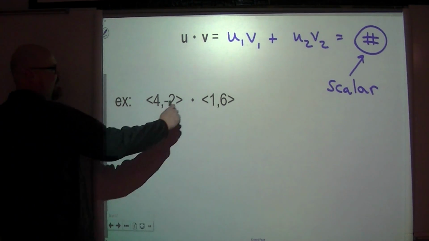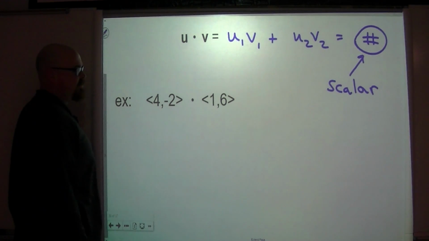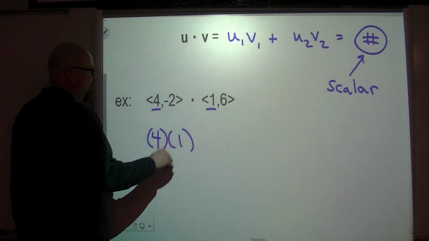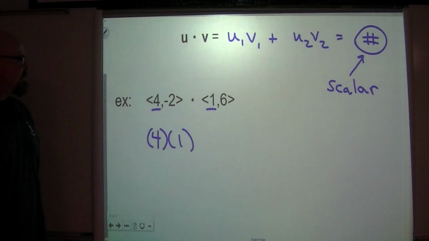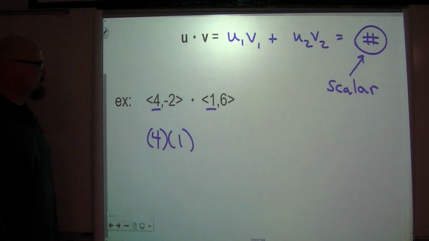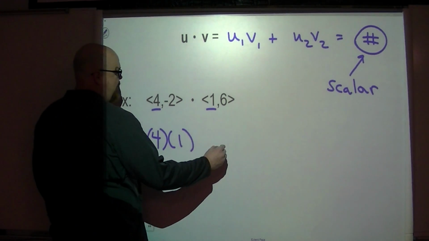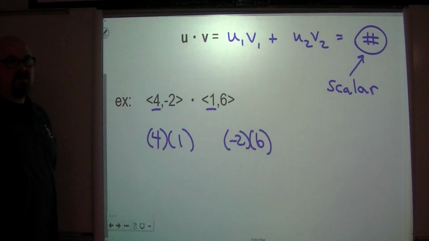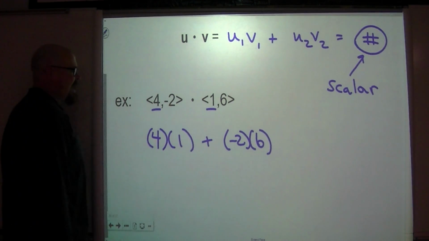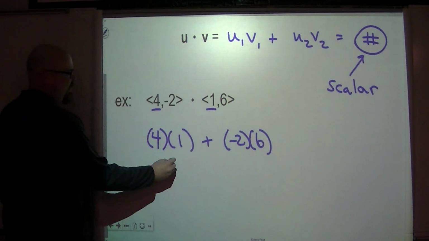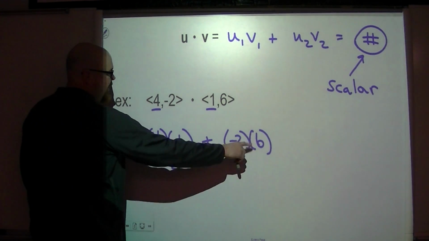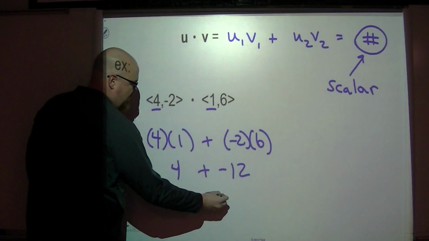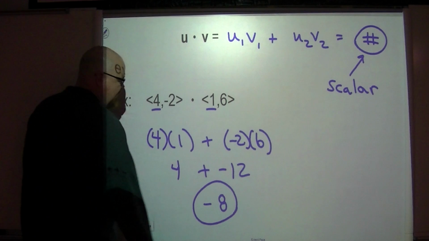So if I wanted to find the dot product of these two vectors, I'm going to take 4 and 1, and I'm going to multiply. I'm going to put parentheses around it. That's just me. When I want to show a product, I do it with parentheses. And then I'm going to do -2 times 6. And when I do that product, I add my answers together here. So 4 times 1 is 4, plus -2 times 6 is -12. 4 plus -12 is 4 minus 12, which is -8.